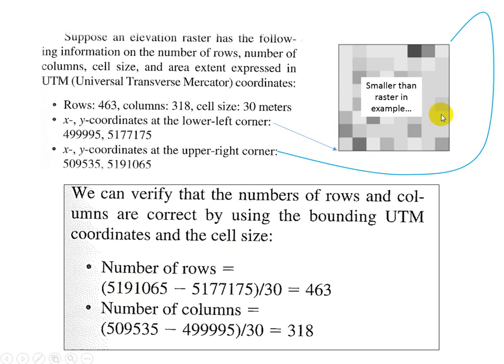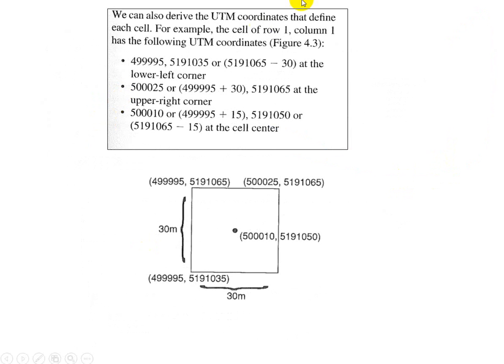So this is saying that at 519.1065, which is over here, right, is the number of rows. So this is row up here. Oh, what happened to my mouse? This is row 519.1065, and then down, if we kept going down to the end, this would be row 5177175. The difference between those divided by 30, which is the cell size, would give us 463, and there are 463 rows. We're happy. We can also figure some things out if we know the coordinates of these. We could figure out what the coordinates should be in the center, right? Because it's going to be halfway down.